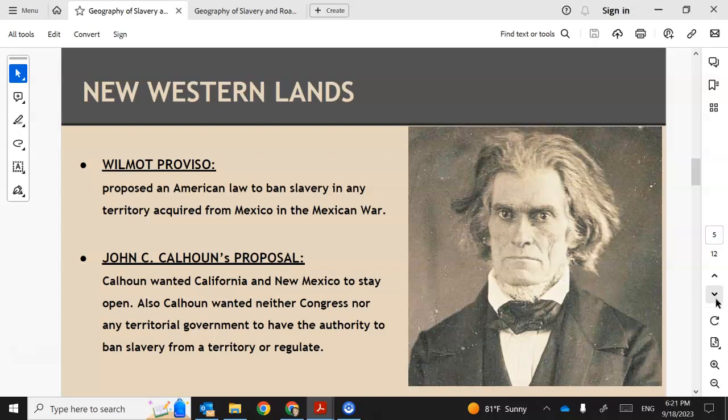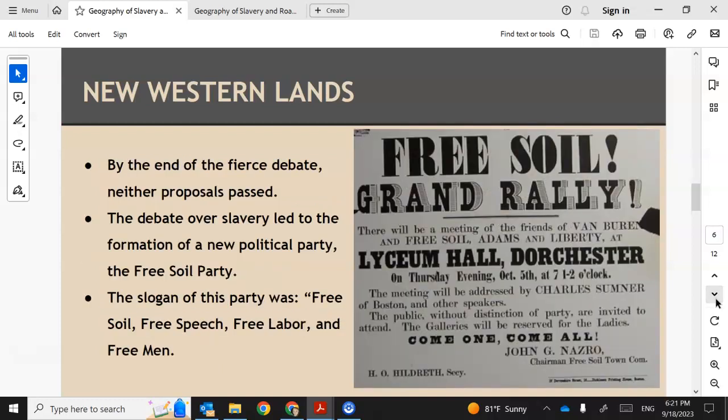John C. Calhoun, South Carolinian, wanted California and New Mexico to stay open to slavery. And he wanted to make it so that no government could ban slavery from a territory, nor could they regulate it. Now, notice I say territory, not state. So when it becomes a state, you make the argument, well, there are slaves here, so we should have slavery. And so these are very opposite suggestions. Calhoun, of course, from a slave-holding state, South Carolina.